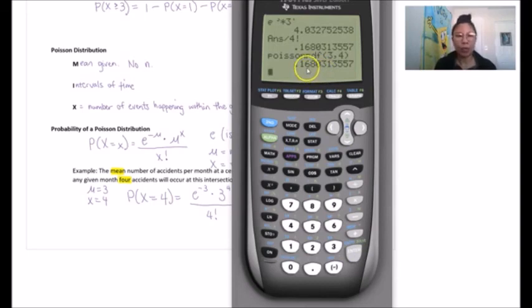So again, if they're asking about like less than 4, where you would add up everything from 0 up to 4, then you would use Poisson CDF instead.